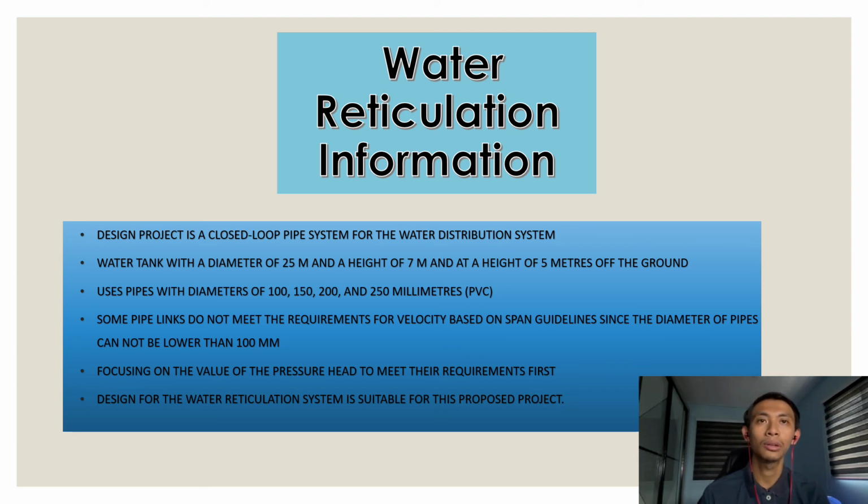Some pipe links do not meet the requirement for velocity based on the SPAN guidelines, since the diameter of the pipe cannot be lower than 100 mm. We are focusing on the value of the pressure head to meet the requirement first, and the design for the water irrigation system is suitable for this proposed project.